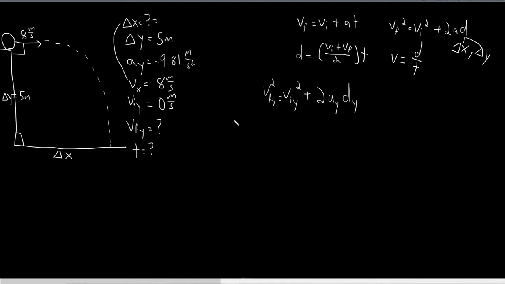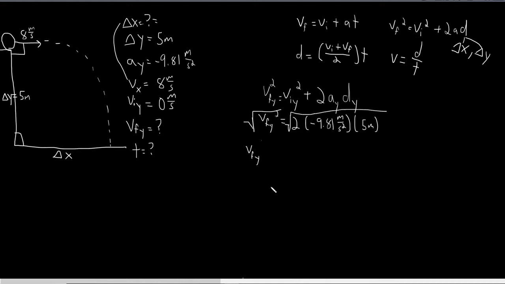All right, so let's start plugging in numbers. I'm looking for vfy squared, so we're just going to leave that. Viy squared is 0 squared, 0, so I'm not even going to write it down. So now I have 2 times acceleration in the y direction, which is negative 9.81 meters per second squared, times distance in the y direction we said was 5 meters. To get rid of the square, we're just going to square root both sides.